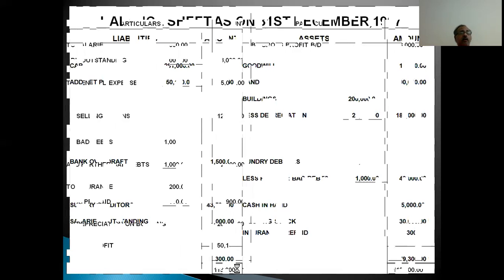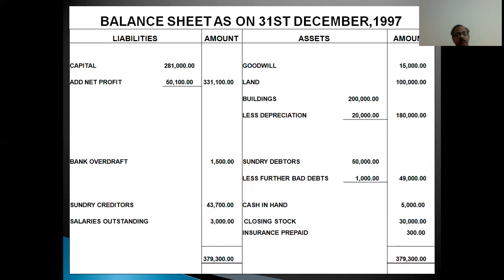The continuation of final accounts, we can say balance sheet. After the trading and P&L account, we are required to prepare the balance sheet. Balance sheet as on 31st December 1997. You can see here, liabilities, amount, assets, amount. On the liability side, capital rupees 2,81,000, add net profit 40,100, outer column 3,31,100.